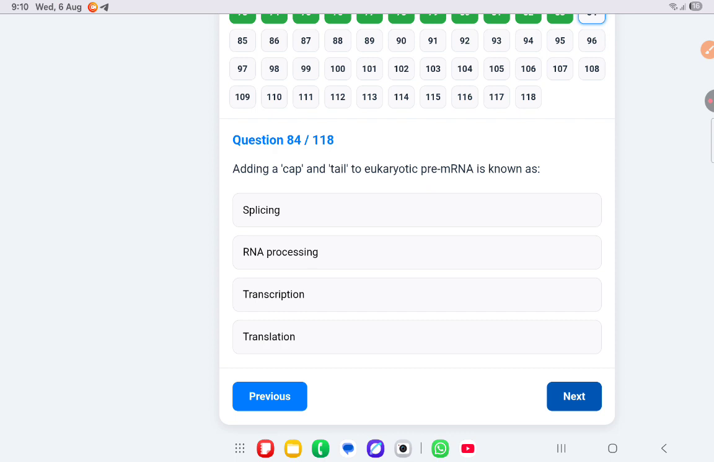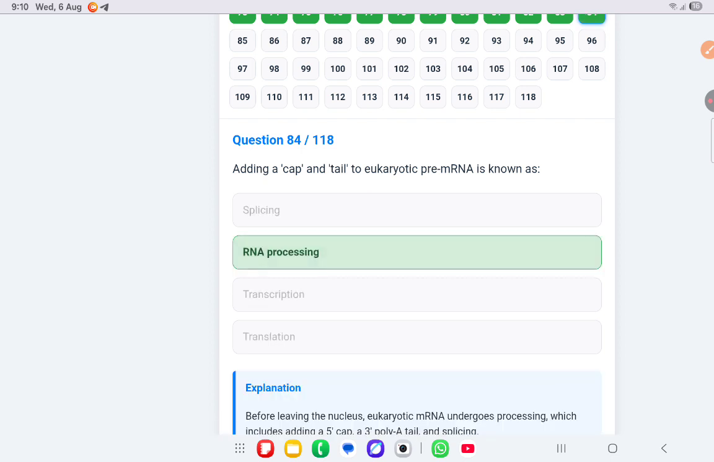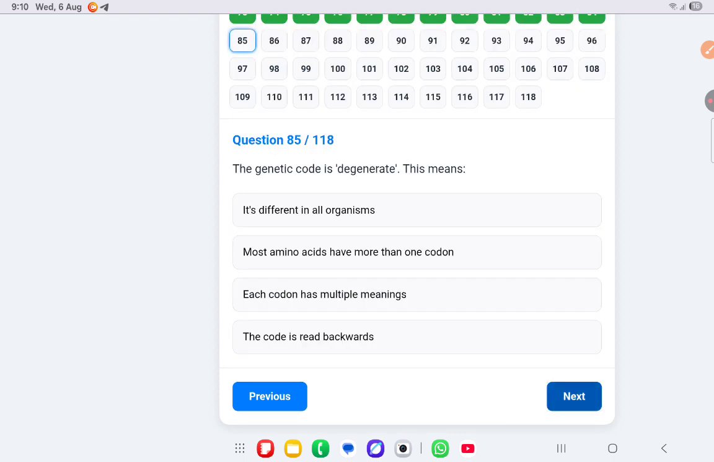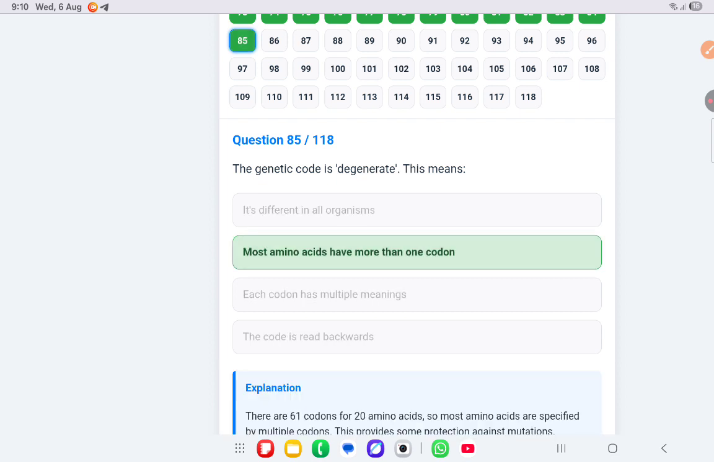Next, adding a cap and tail to eukaryotic pre-mRNA is known as RNA processing. The genetic code is degenerate. This means most amino acids have more than one codon.